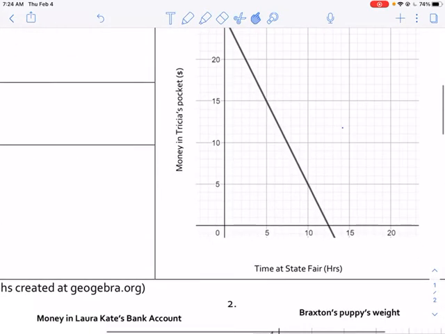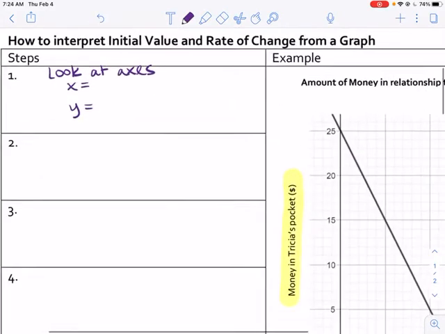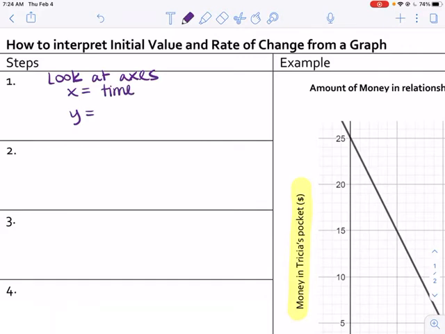So when we look at this, we find that our x value is time at the state fair in hours, and then money in Trisha's pocket. And if you were to just look at this, you'd say, well, it looks like as she spends more time at the state fair, her money goes down, and it looks like she spends all of it. So we're going to say x equals time in hours, and y equals the amount of money in her pocket. Now, when we write this, this is always going to be a number. So x will be a number of hours, and y will be the amount of money.